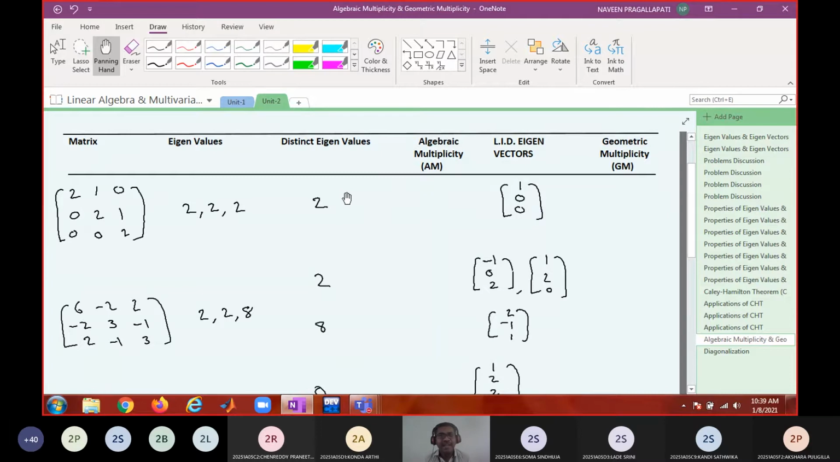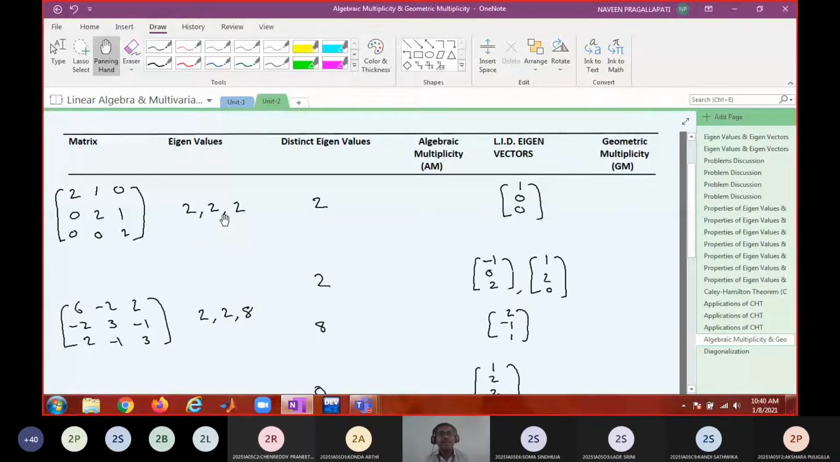Eigenvalues are basically roots of the characteristic equation, right? And a characteristic equation is nothing but an nth degree polynomial equation. So when you are solving a polynomial equation, you will get roots, some of which may be equal, or some may be distinct. And how many times the root is occurring, what is that called? Suppose the roots are 2, 2, 2, then 2 occurred 3 times.